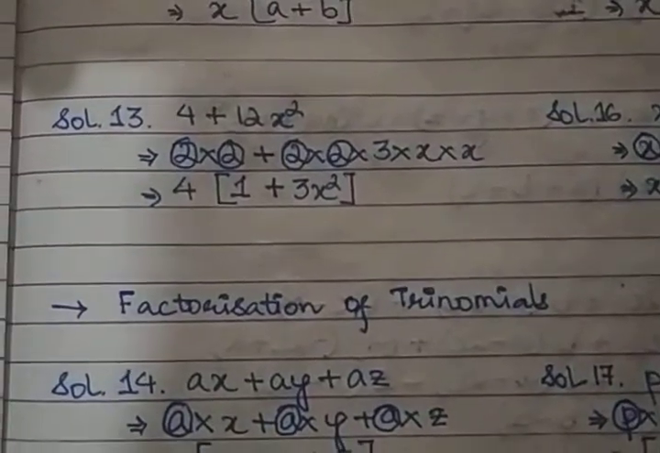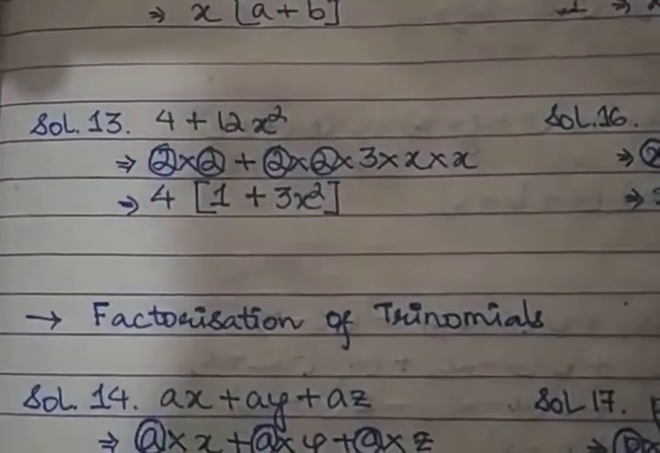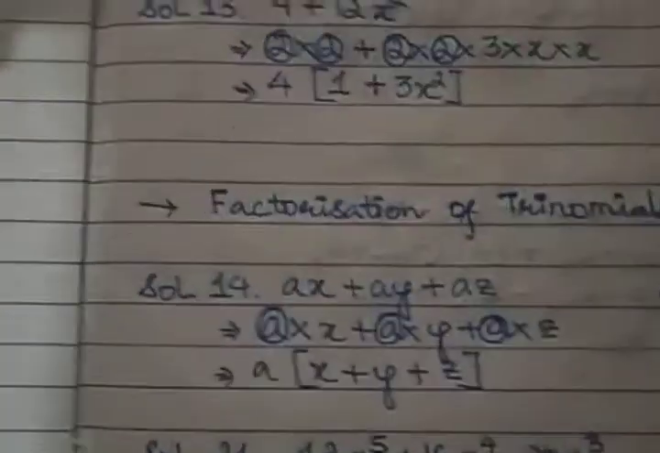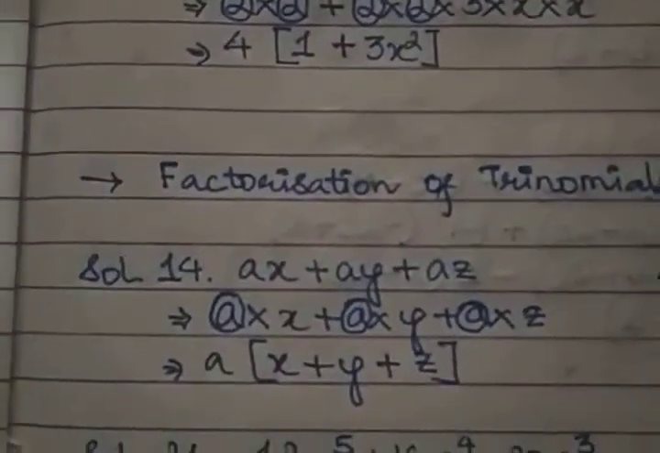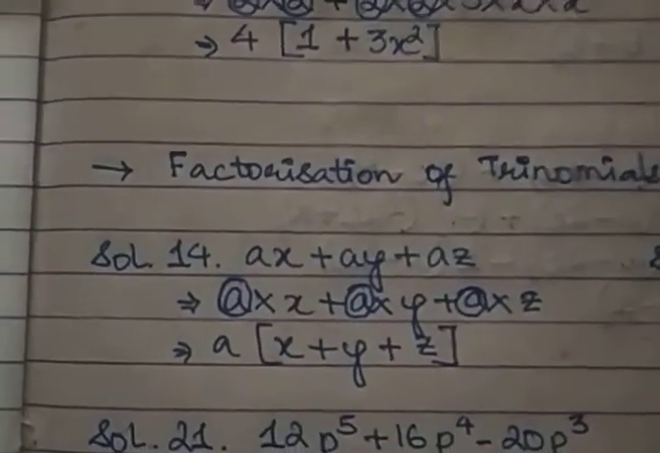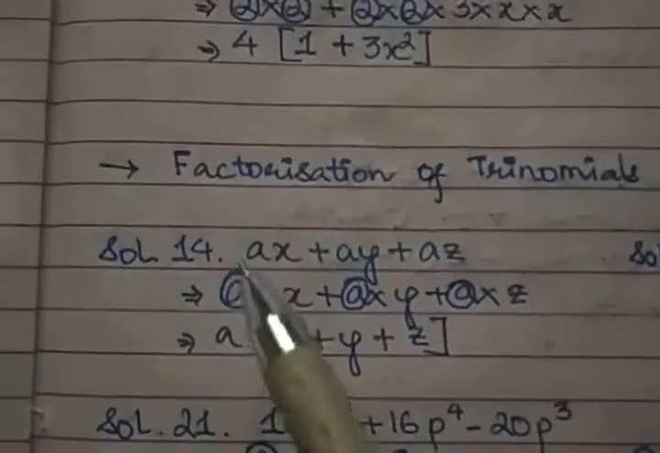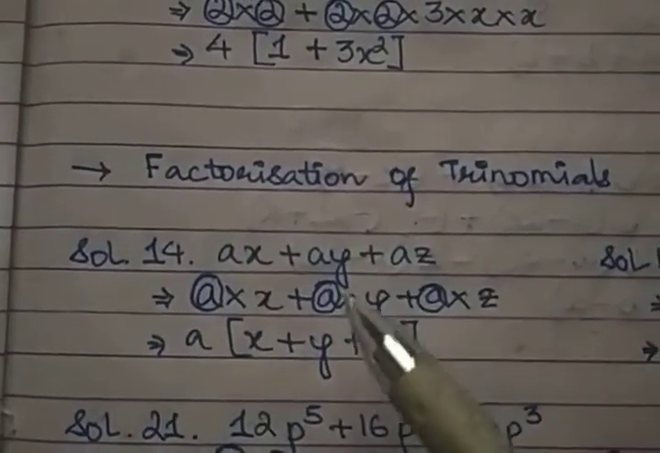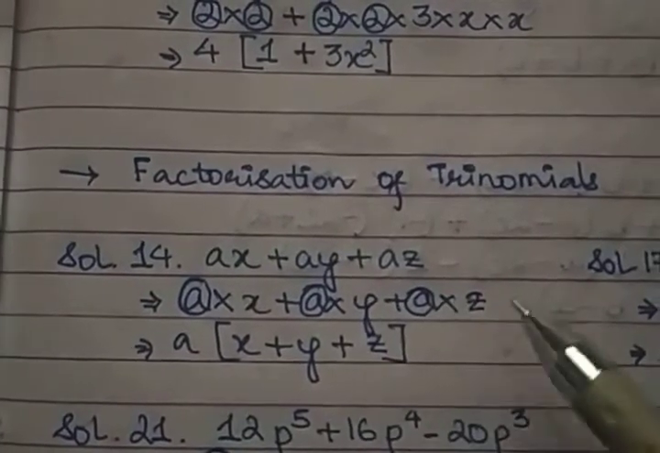Now trinomials means 3 terms, isn't it? So let's go with the factorization of trinomials. For question number 14, what we have here is ax plus ay plus az. Now the first term of the trinomial I have expressed in terms of factors: a into x, second term as well a into y, third term as well a into z.